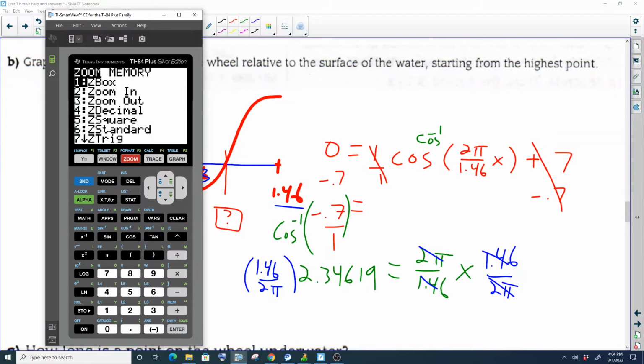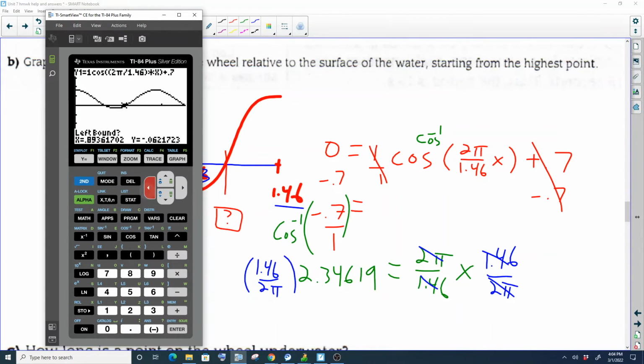I'm going to zoom in on it. I'm going to do the window, and change it between 0 and 2 seconds. The period is 1.46, so that'll show, there we go. And so that's where the wheel is submerged. So here's the easy calculator way. You go second calc, you go to the 0 option, or use Desmos and just push trace. And so here it is, right about there, which is 0.531. That's the right answer.